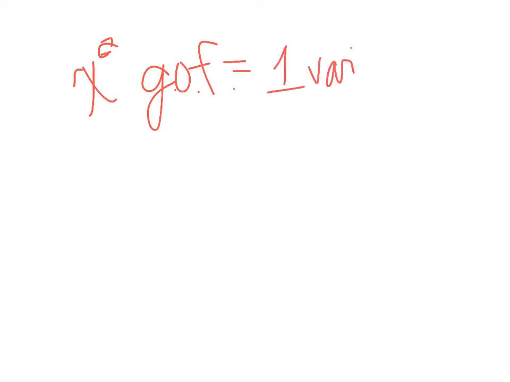Okay, so now that we have all 3 of these types of chi-square test, let's take a quick reminder of when we use each one. So our chi-square goodness of fit, that's going to be, I've got 1 variable and I have 1 population, right?